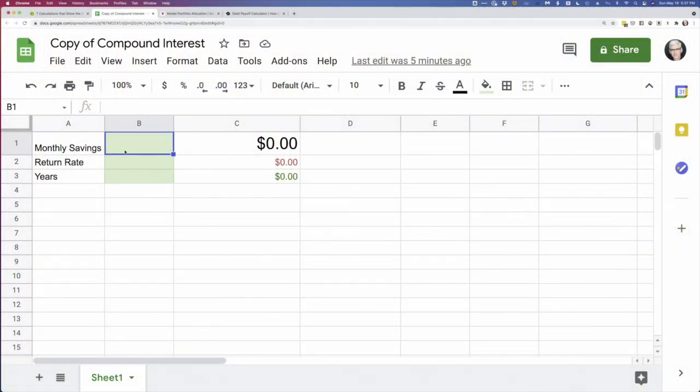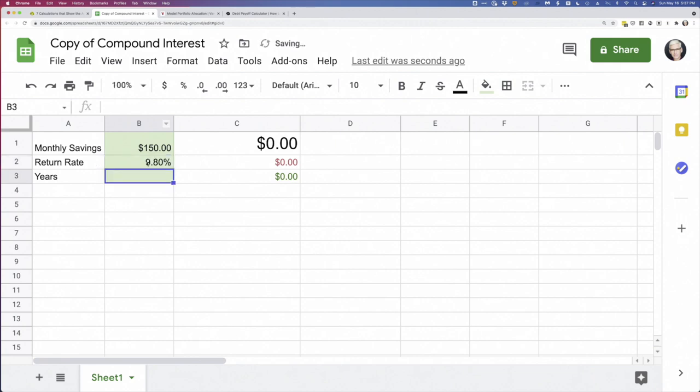What you're seeing on the screen is a simple Google spreadsheet. I put together effectively a future value calculator. For this first calculation, let's assume we can save, we'll say, $5 a day. So that's $150 a month. I'm going to assume we can earn 9.8% interest on our returns.